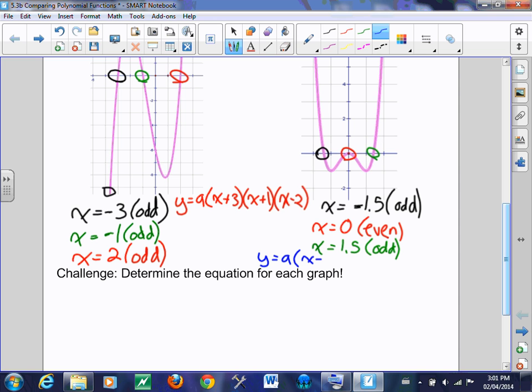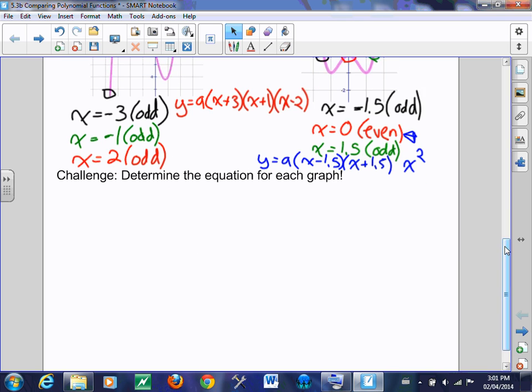We've got x minus 1.5 times x plus 1.5. But we've got to figure out, how do we deal with this? When we've got a direction changing, that's going to be an x squared component. So I'm going to change that into the challenge here where we're actually going to find the equations. All right?